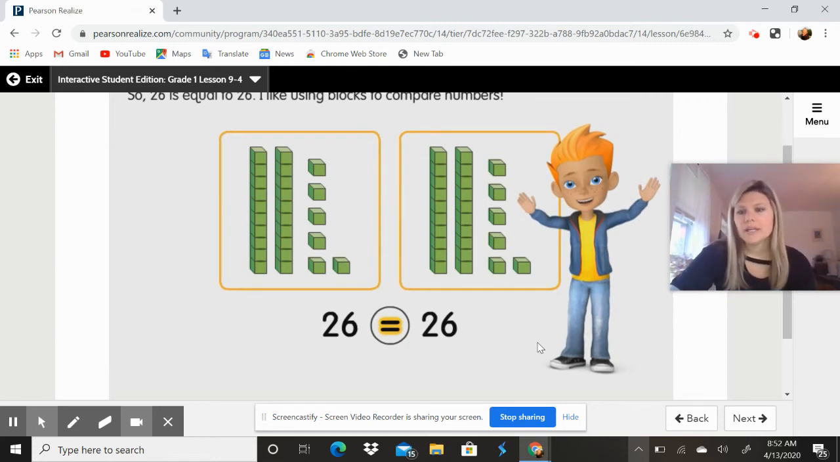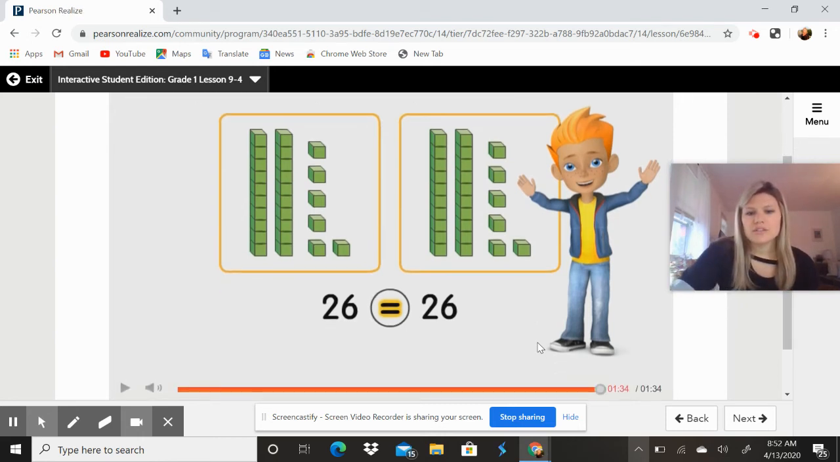Okay, so remember, if you don't have blocks, you can draw them like we've drawn them on paper before. You can make them. You can use pasta or spaghetti or whatever you have to make them to help you as we move forward in our next few lessons.